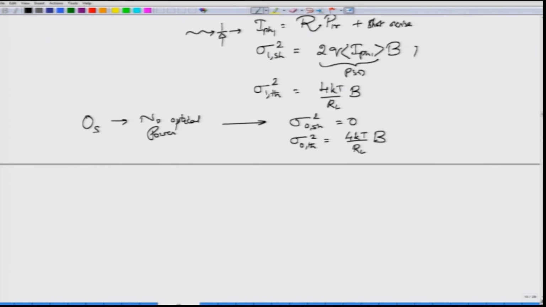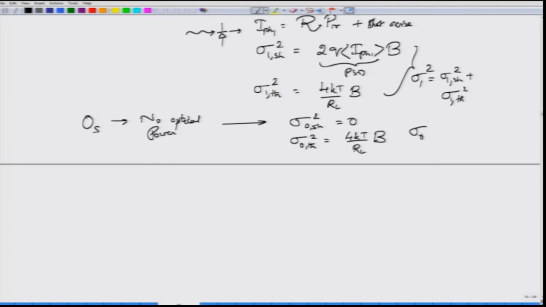Clearly the total noise variance, which we can call sigma 1 square, will be the sum of the shot noise variance and the thermal noise variance. Because these two processes happen independently of each other, we can obtain the total variance by adding these two together. Okay.